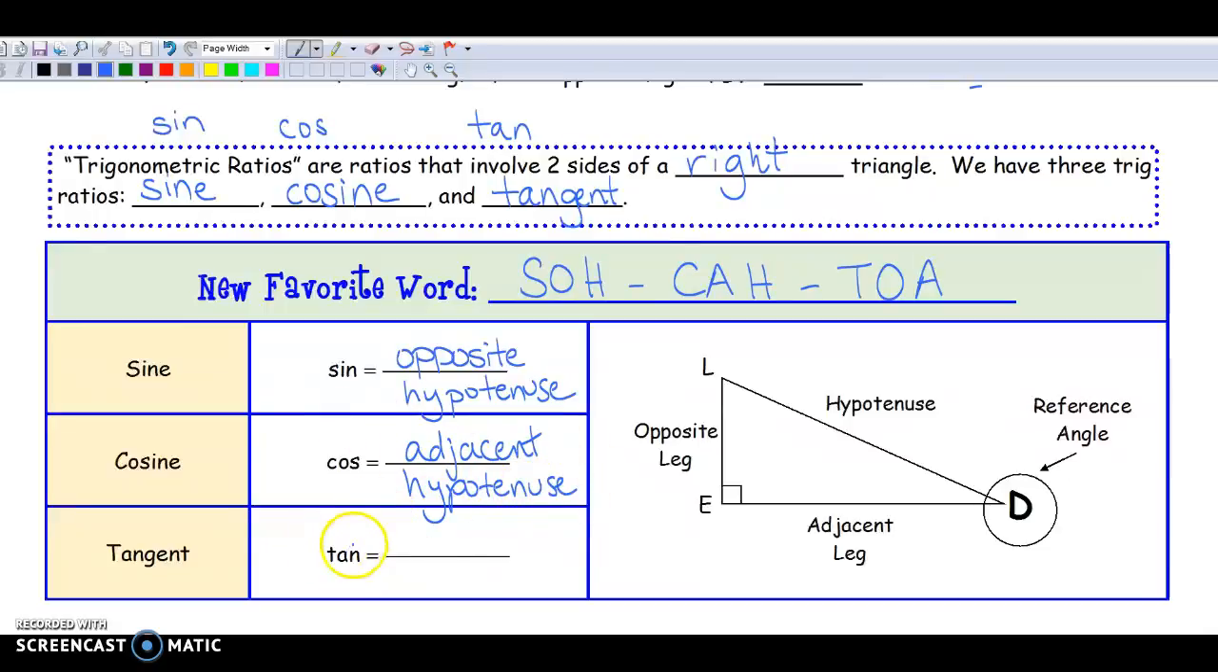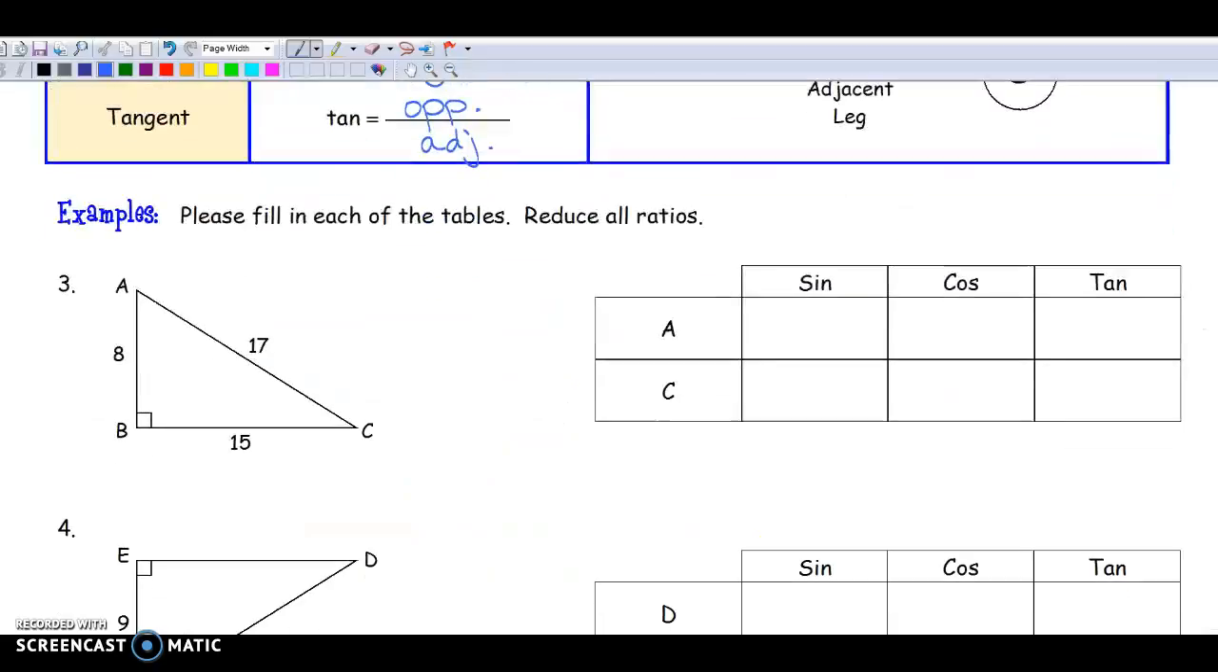CAH. And then tangent, TOA. Tangent is opposite over adjacent. I'm going to abbreviate a little bit. So if we're talking about the sine of angle D, then the sine would be opposite over hypotenuse. Or if we're talking about the cosine of angle D, it would be the adjacent side over the hypotenuse. And so on. We'll practice it down here.